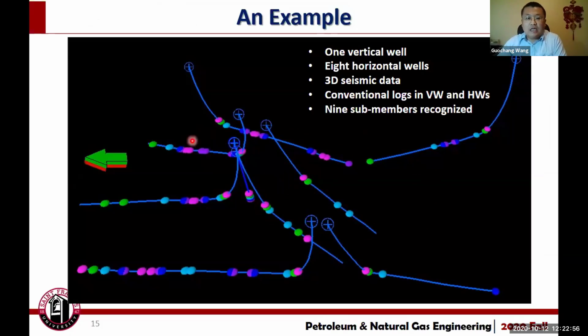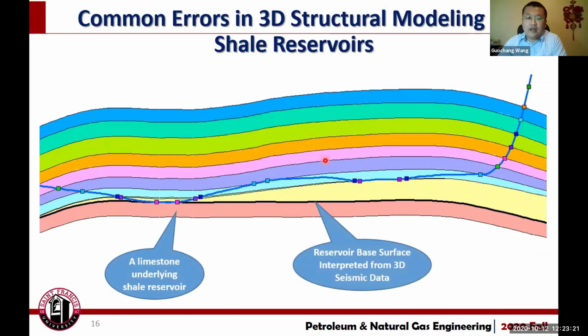In this case, there is a study area here. We have one vertical well and the others are horizontal wells. You can consider this like one pad. There's one vertical well, and there are multiple horizontal wells. We also have 3D seismic data, which helps us to assess the formation surface a little bit. And we also have lots of conventional logs in all horizontal and vertical wells. And we divided the formation into 9 layers.